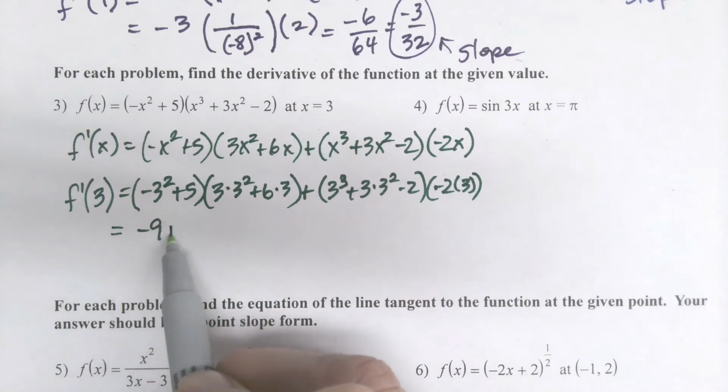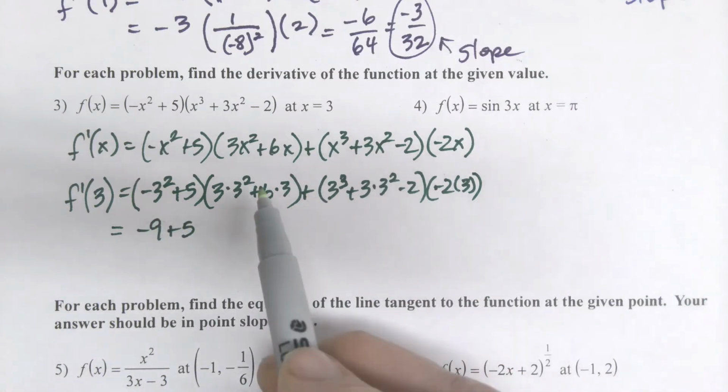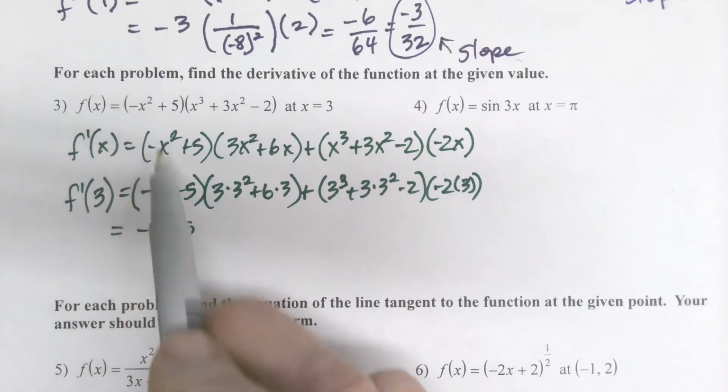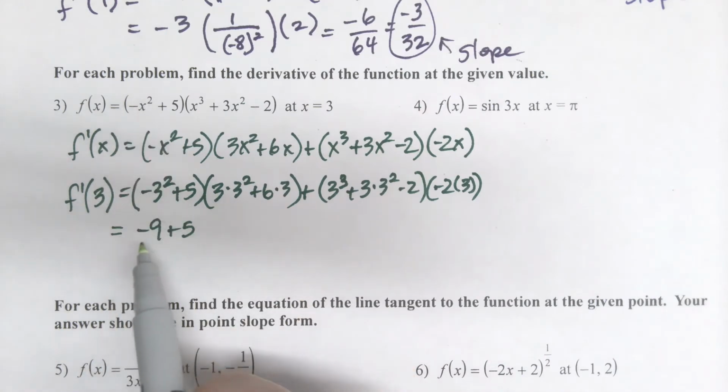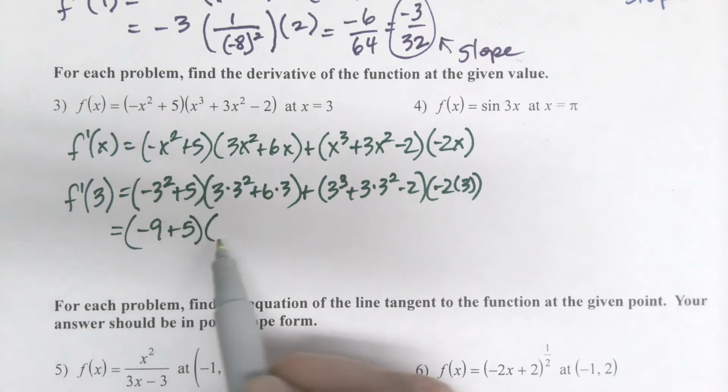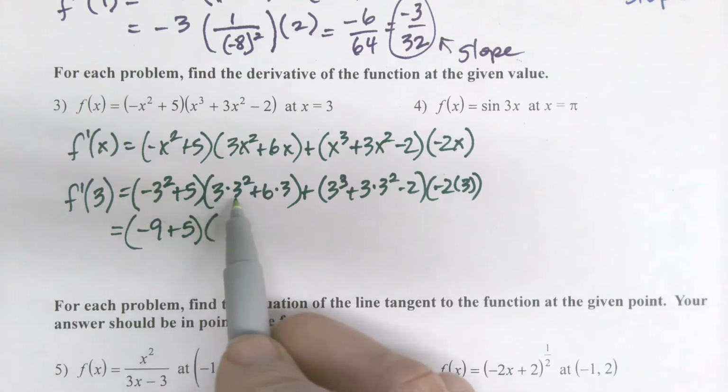So negative 9 plus 5. The negative is not included in there. It's not parentheses around it, so I don't square the negative. It's going to remain negative. The 3 is the only part I square. And then this would be 27 plus 18.